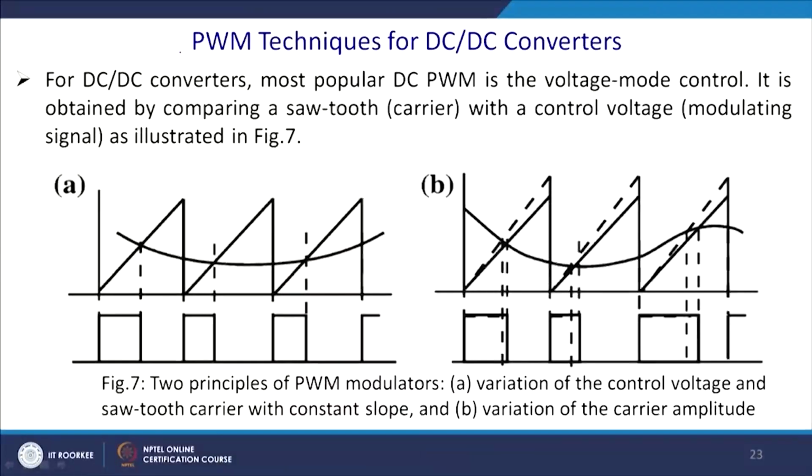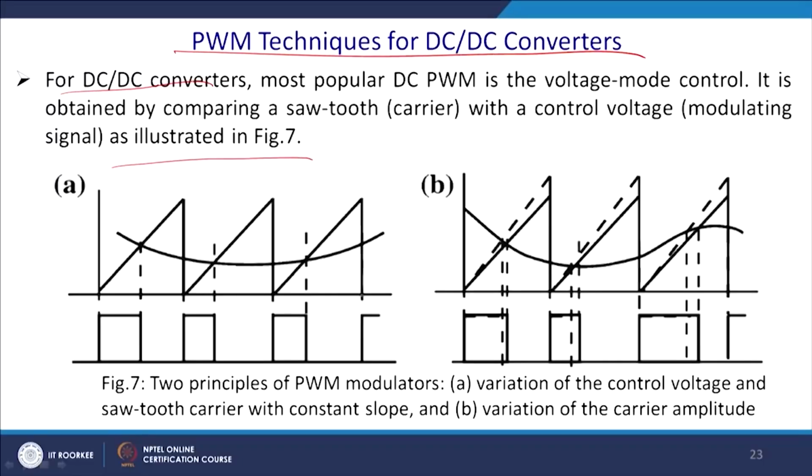Now we will touch upon the PWM technique for the DC to DC converter. Let us consider a non-isolated DC to DC converter. For the DC to DC converter, the most popular PWM technique is also used. It is obtained by comparing a sawtooth waveform. There you had a triangular waveform, here you use a sawtooth waveform with control voltage signals as illustrated in figure 7.